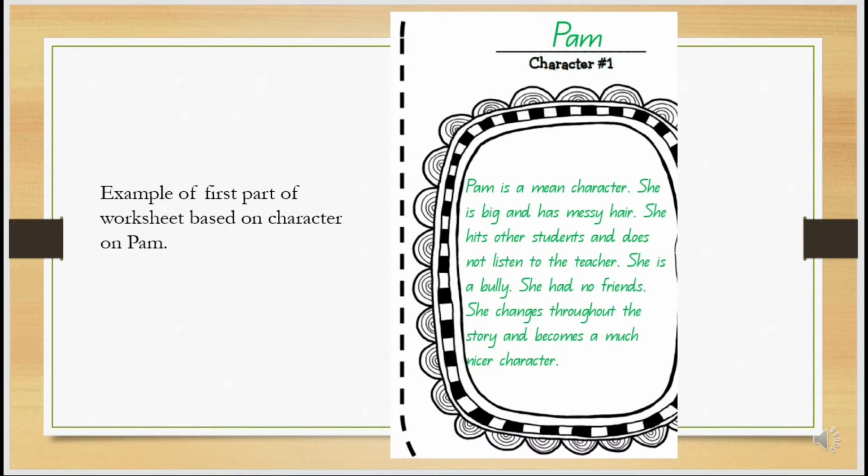Okay, so character 1, you can see that I've put Pam up there, and then I've written Pam is a mean character. She is big and has messy hair. She hits other students and does not listen to the teacher. She is a bully. She had no friends. She changes throughout the story and becomes a much nicer character.